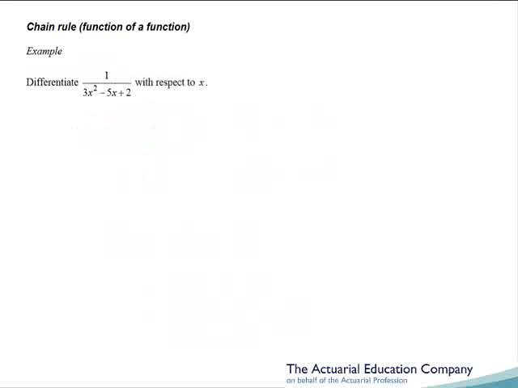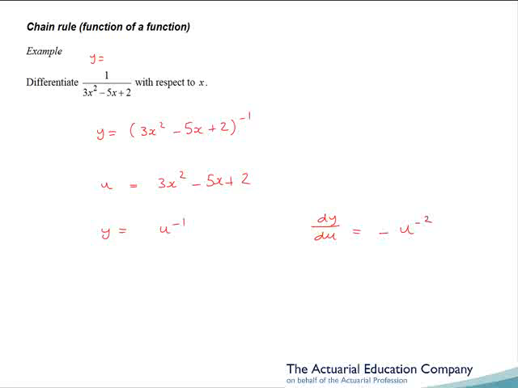Let's have a go at differentiating 1 over 3x squared minus 5x plus 2 with respect to x. Again, we'll call this function y. Recall that with reciprocals, we write them as negative powers. So we have y is equal to (3x squared minus 5x plus 2) to the minus 1. Setting u equal to the nested function of 3x squared minus 5x plus 2, we have that y is equal to u to the minus 1. So dy by du is equal to minus u to the minus 2, timesing by the power and dropping the power by 1. du by dx is equal to 6x minus 5.